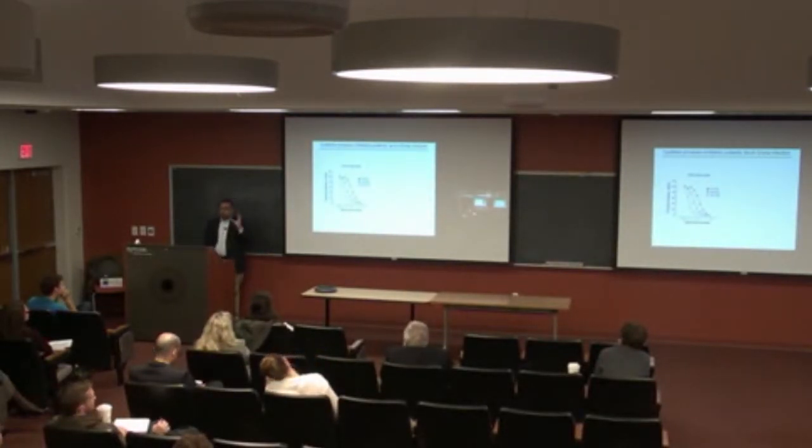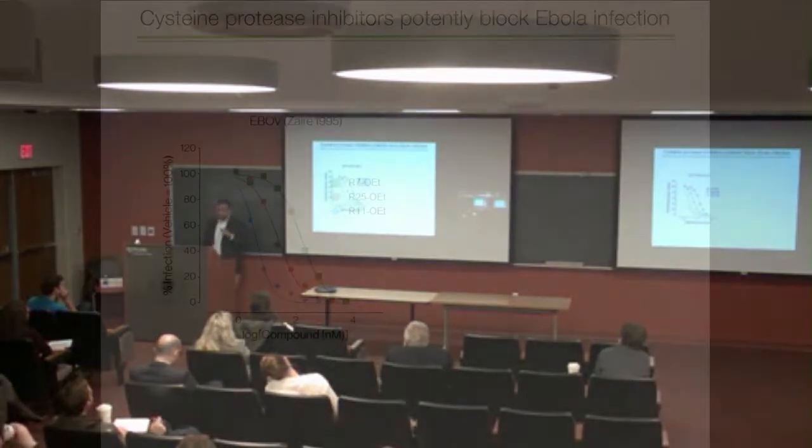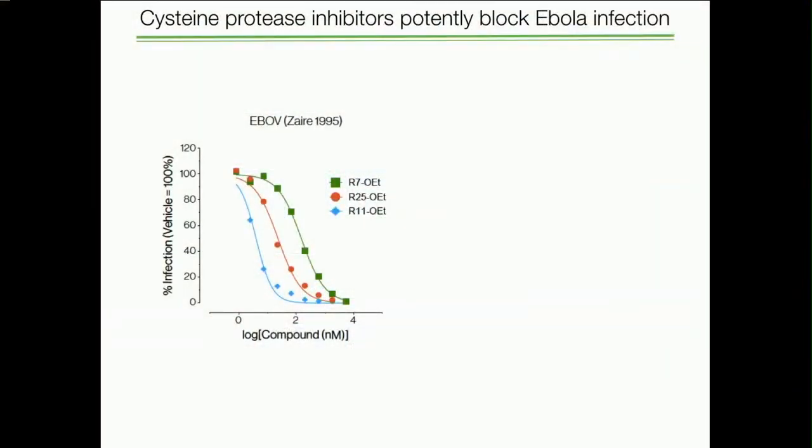So one strategy is to prevent the enzymes in the cell from clipping the glycoprotein and creating this binding site for the receptor. And so any small molecule inhibitors that target these enzymes should be antiviral, and that's what we've found. So essentially this is a collaboration with a number of different groups to identify new kinds of protease inhibitors that could be effective against Ebola.